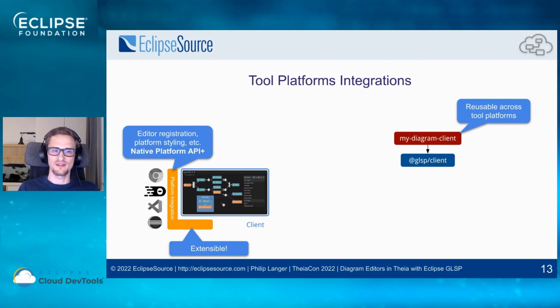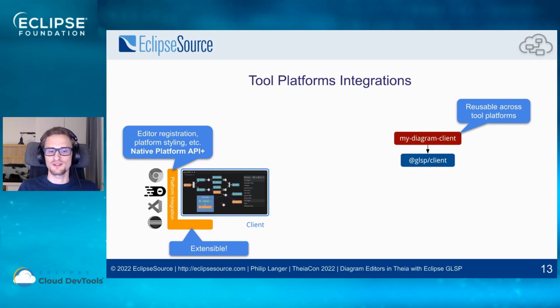So basically the idea is that your actual diagram client implementation is completely reusable and independent of the actual platform. But then there is a dedicated platform integration, which does all the platform-specific stuff like registering the editor, platform-specific styling, and so on. And it does that based on the native platform API.